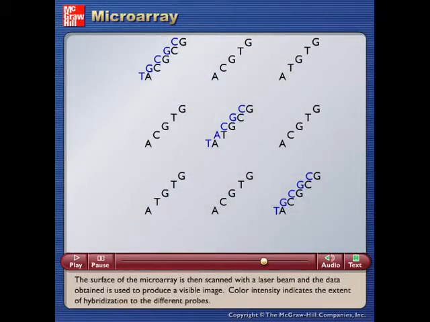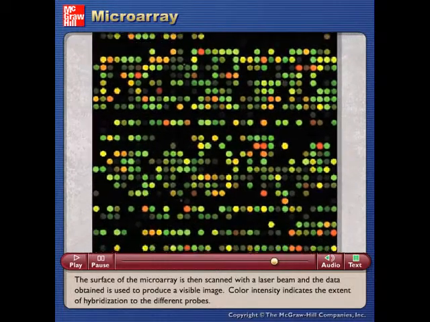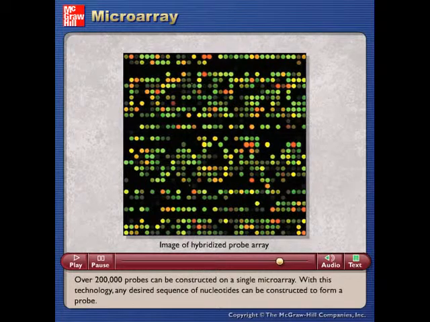The surface of the microarray is then scanned with a laser beam, and the data obtained is used to produce a visible image. Color intensity indicates the extent of hybridization to the different probes. Over 200,000 probes can be constructed on a single microarray.